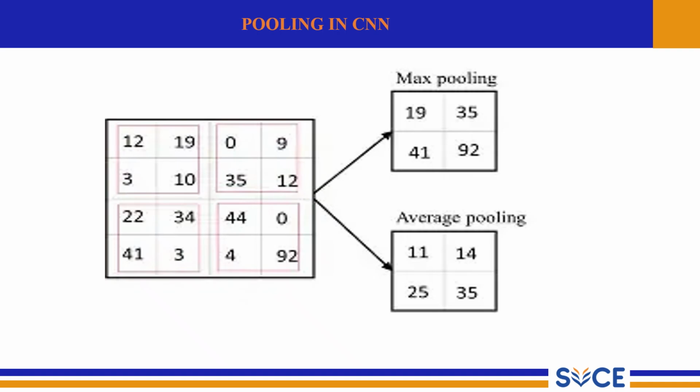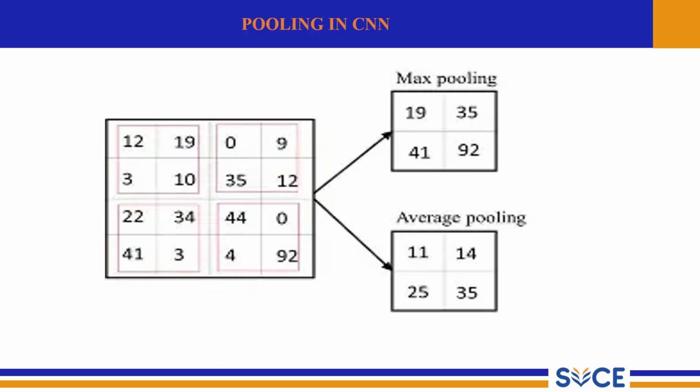The maximum value in this region is 92. Therefore, after applying max pooling, the output feature map becomes a 2 by 2 matrix containing the values 19, 35, 41 and 92. Max pooling is widely used because it preserves the most prominent features while discarding less important information.